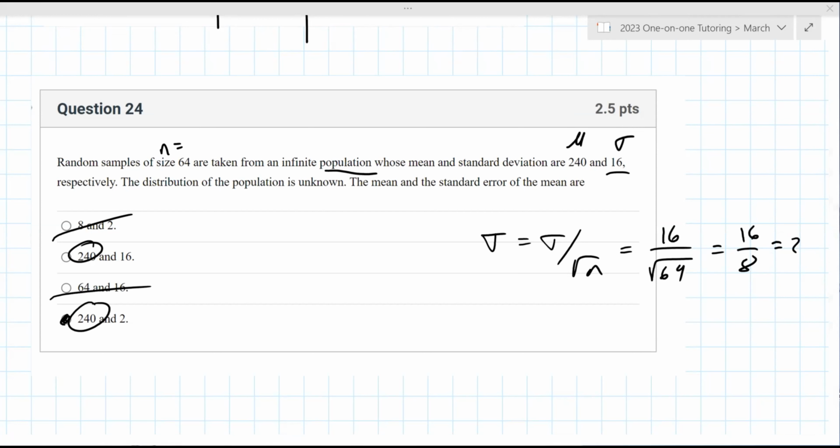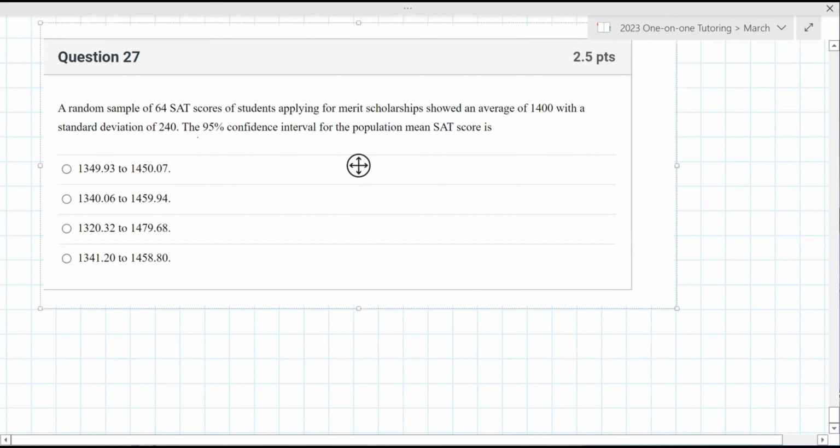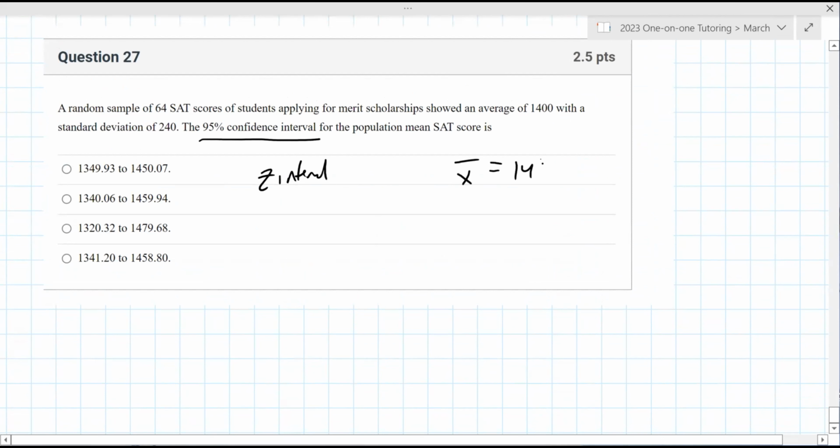Just quickly talk you through maybe 27 here. Maybe you can do it later on a calculator. We got another 95% confidence interval. So you're going to want to go to the Z interval in the calculator here. X bar ends up being 1400. Sigma is 240 and a sample size of 64. So you want to use the calculator for this one. This would be a good one for you to try on your own and see where you're at with that.